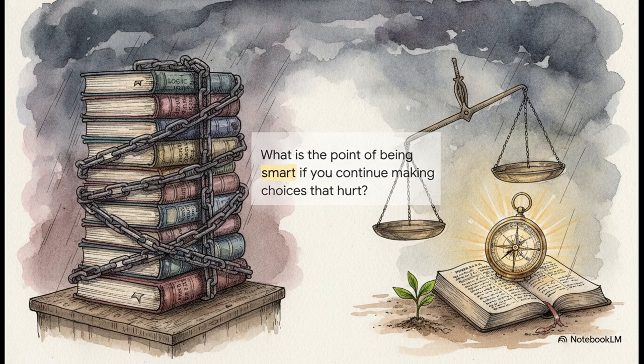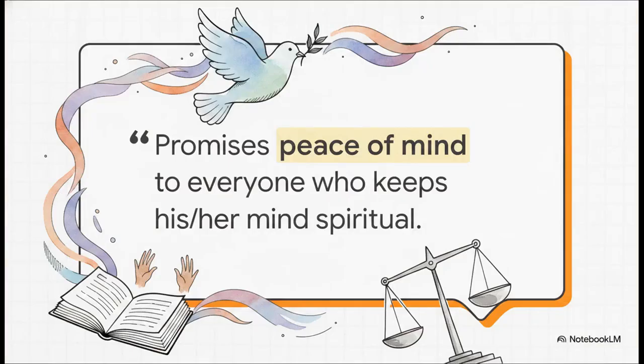They pose a profound question. What is the point of being smart and supposedly educated if you make choices that cause pain to others? The curriculum points out that the folks who wrote those codes were highly educated, but their laws lacked fundamental moral truths. The curriculum wraps up by citing Romans 8:6-7, noting that a spiritual mind brings peace.